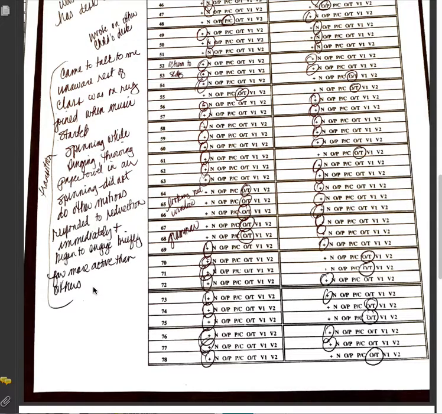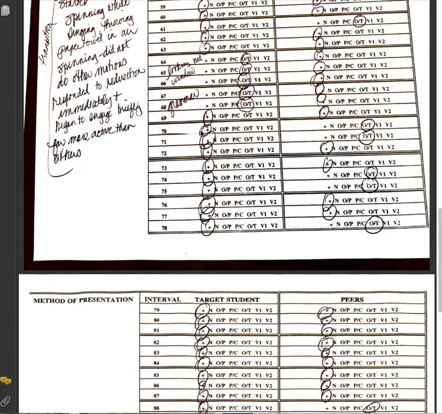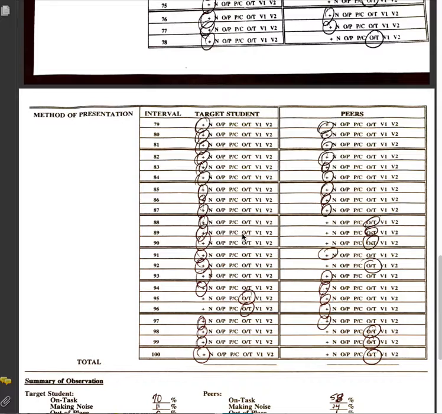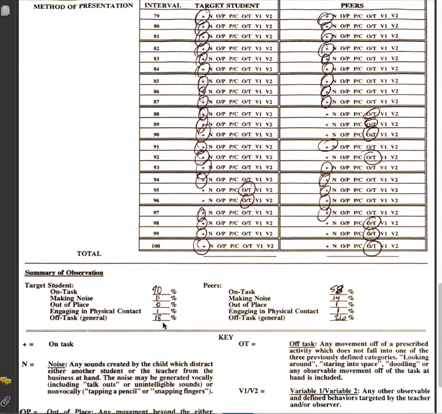Then they go back to their desk for grammar and look at the change that you see here. I mean, he's on task. Other kids are more off task. So this was through the grammar lesson.